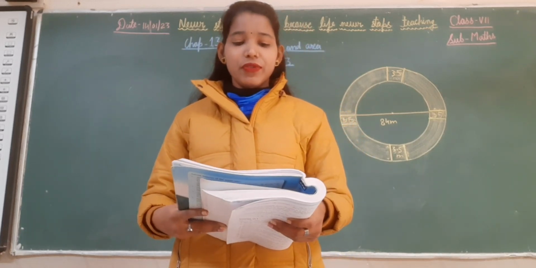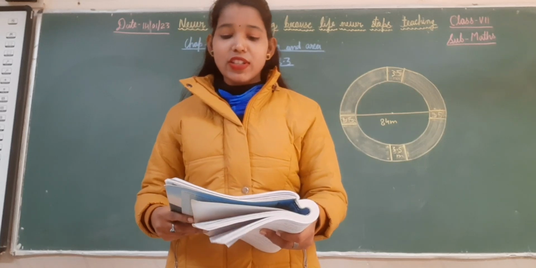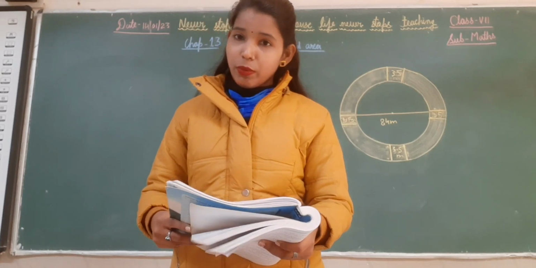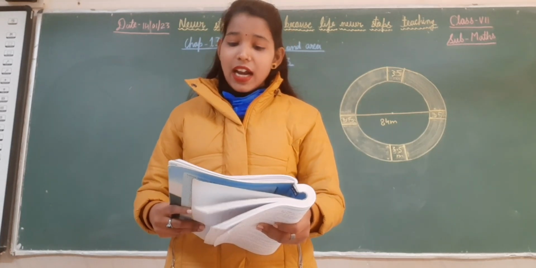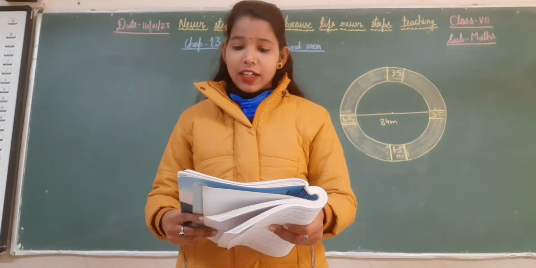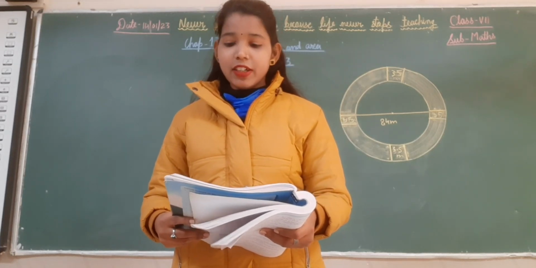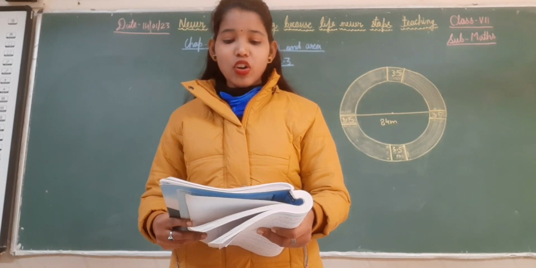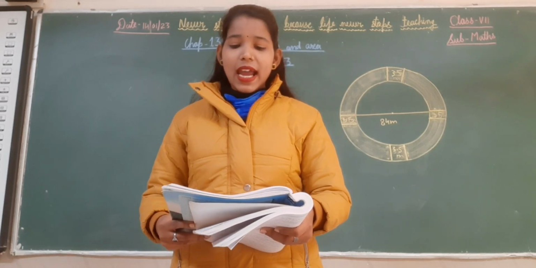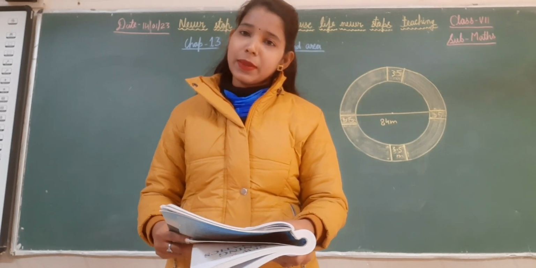Question number 15: the diameter of a circular park is 84 meter. On its outside there is a 3.5 meter wide road. Find the cost of constructing the road at rupees 240 per meter.